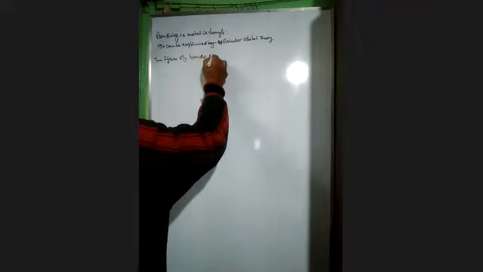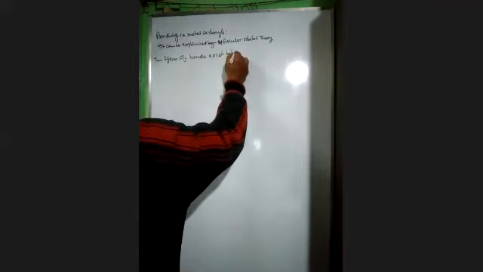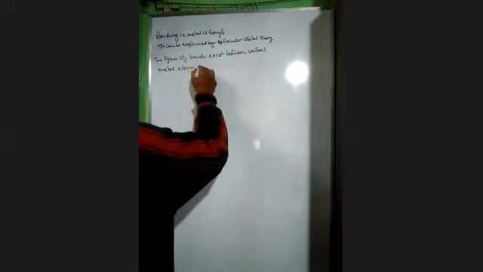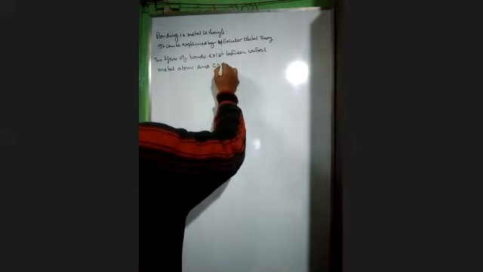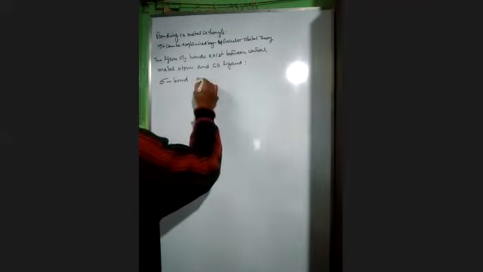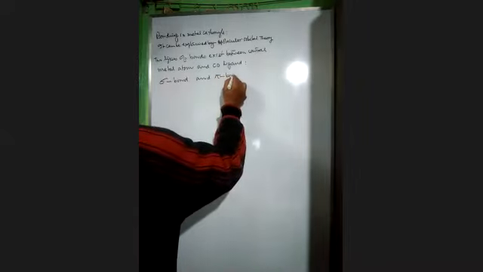There are two types of bonds. Two types of bonds exist between central metal atom, mind, it is not iron, and ligand. What are those? Sigma bond and pi bond.